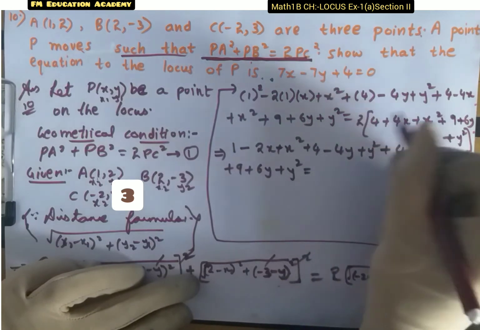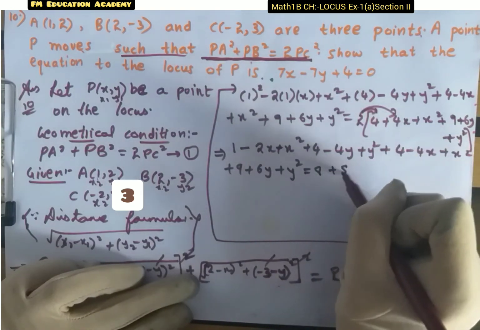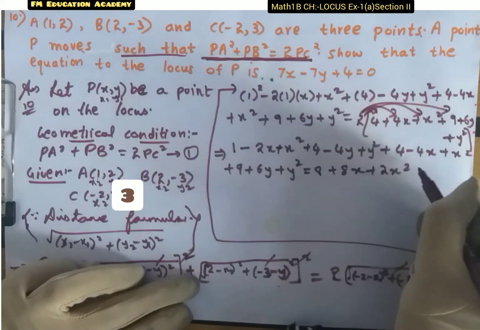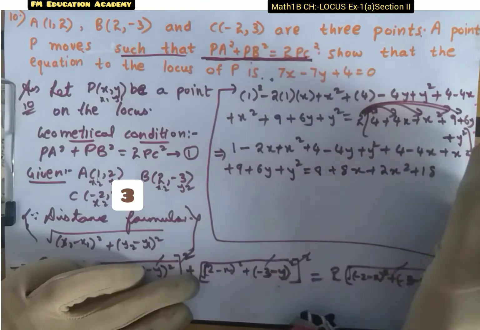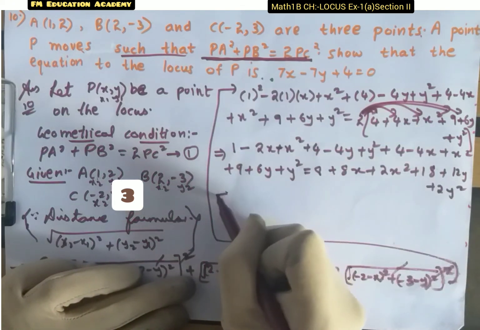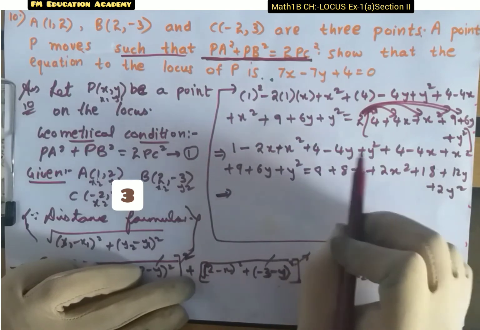we'll open this 2 with all the things. 2 4s are 8. 2 into 4X, 8X. 2 into X square, 2X square. 2 into 9, 18. 2 into 6Y, 12Y. And 2 into Y square, 2Y square. Okay. Now what we'll do? We'll do addition and subtraction of X terms, X square terms, Y terms.